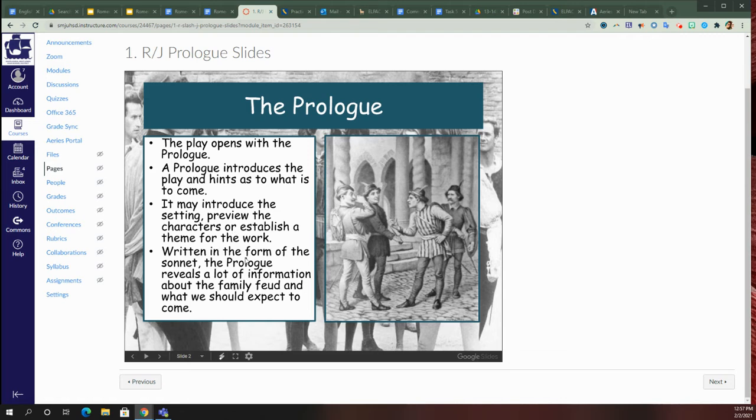In this case, the prologue is written in the form of a sonnet, which is a specific structure of poem, and it gives us a lot of information, many details about the family feud or fight, and what we should expect to see in the play as it continues.